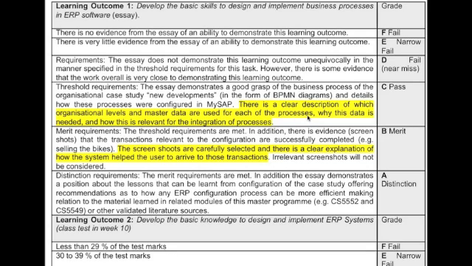Many of you told me I use this master data and I use these organizational levels, but you didn't tell me anything else. Because the rest of the sentence says there is a clear description of why this data is needed and how this is relevant for the integration process. So the second part of this sentence was very important. Why is the master data that you're telling me about, the customer master data, the material master data, the different views, needed, and how is this relevant for the integration of processes?